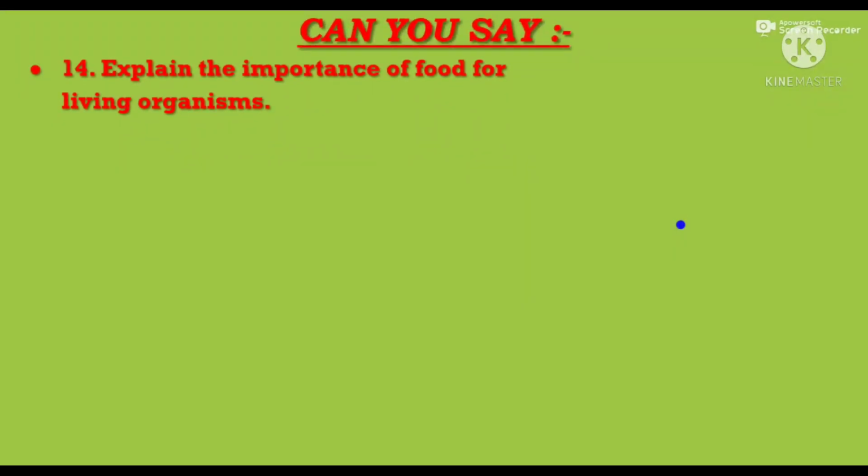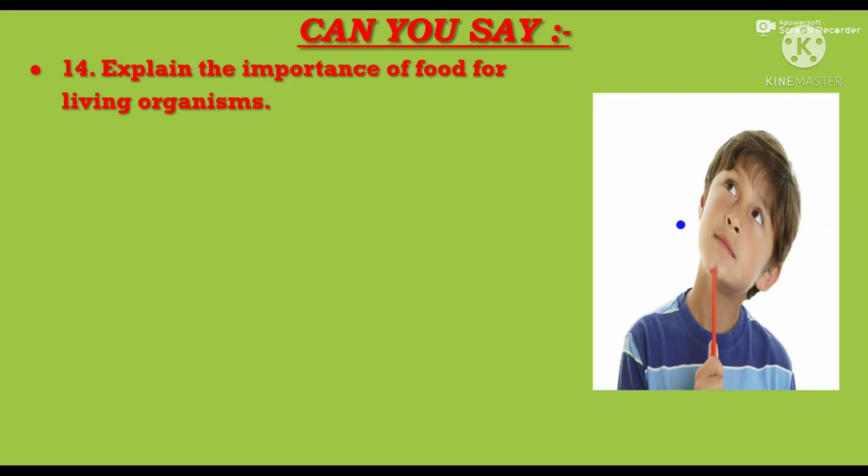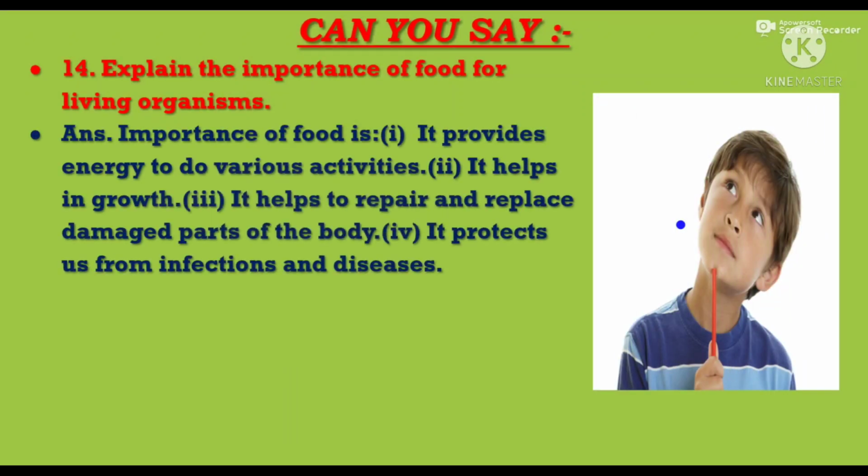Next question. Explain the importance of food for living organisms. Yes, can you say? The importance of food is, first, it provides energy to do various activities. It helps us in growth. It builds up our body. It helps to repair and replace damaged parts of the body. It also protects from infections and diseases.